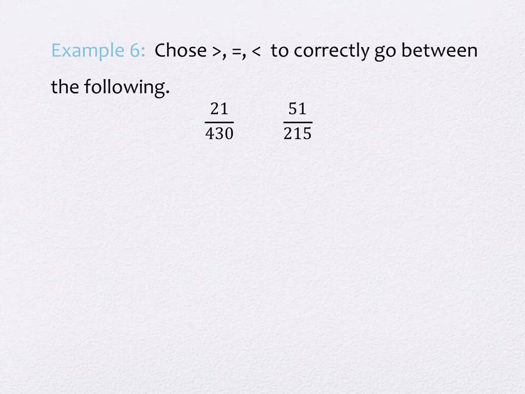Yeah, the 51 over the 215 has to be bigger because the numerator's bigger, which is also great, and the denominator's smaller. In fact, that 51 over 215, it's almost like the number 1/4 because it's almost like having 50 over 200, right? So the second one is definitely bigger, and you can reason that out, and that's fine.